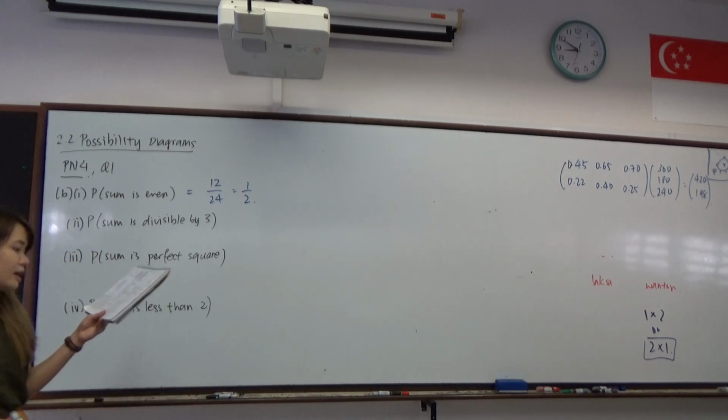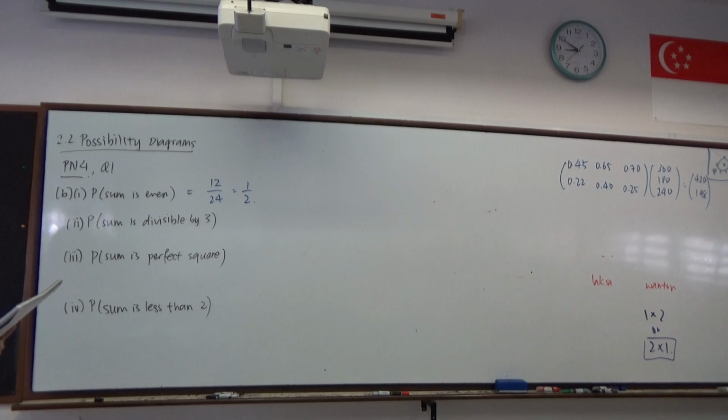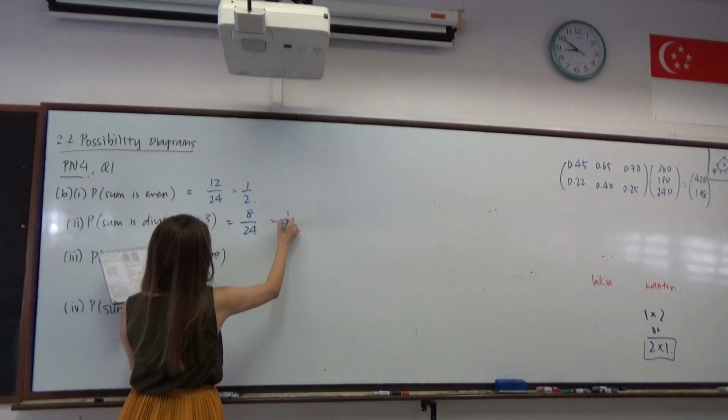Then after that, part 2. Kemi, what's your answer? Question 1B, part 2. You have 1/3. Why 1/3? 8 over 24. Okay, because 8 over 24 is 1/3.